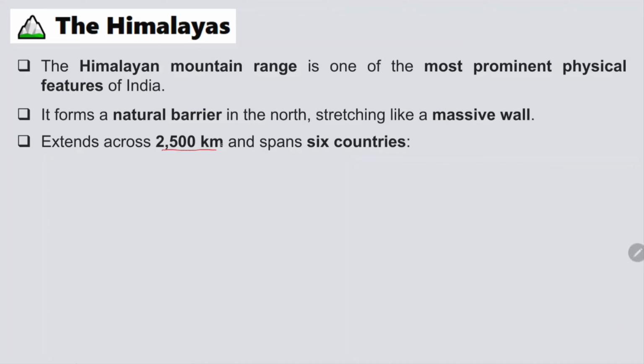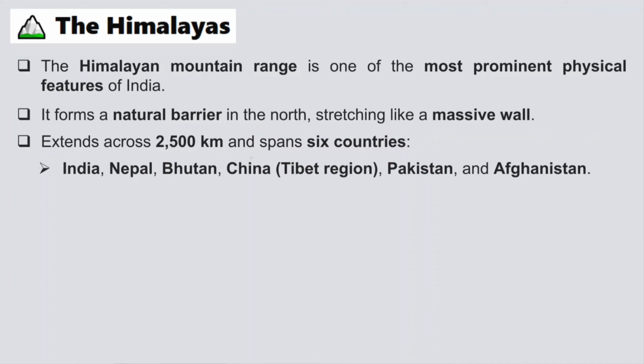It extends across 2500 kilometers and spans 6 countries. And which are those countries? India, Nepal, Bhutan, China, which is the Tibet region, not the entire China, the Tibet region, and Pakistan and Afghanistan. So it stretches into these countries, and we are going to study the part of the Himalayas which is in our country, as I have shown you on the map also, isn't it?